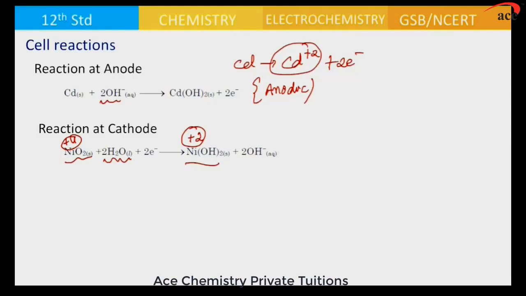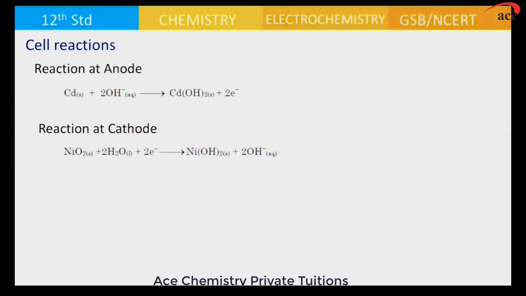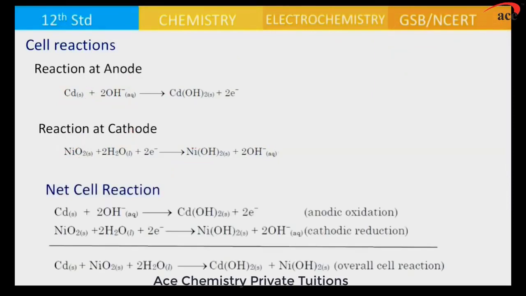So if you actually see the overall reaction for this, what will it be? This will get cancelled, meaning ultimately it will be cadmium with nickel oxide and 2 water molecules. From where is this water coming? Well, we have used a basic solution, so definitely it is going to use water from there. Okay. Now we see the net reaction. This is the net reaction they have given.